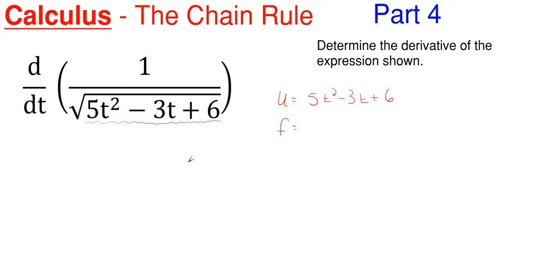And then everything else will be our variable f in terms of u. So it'd be 1 over the square root, and now we have this entire expression equal to u, so we would just plug in our variable of u.